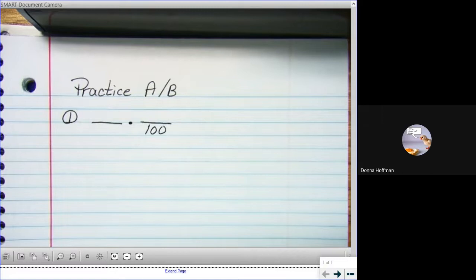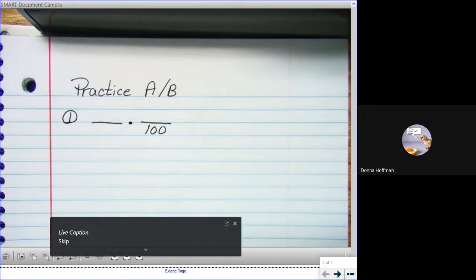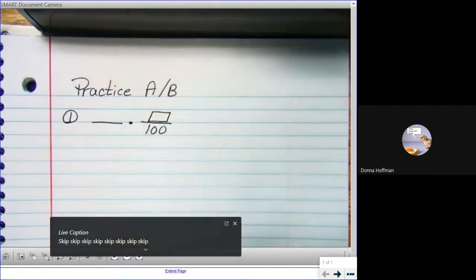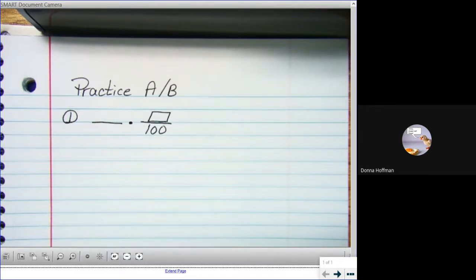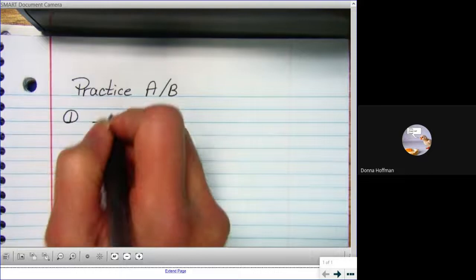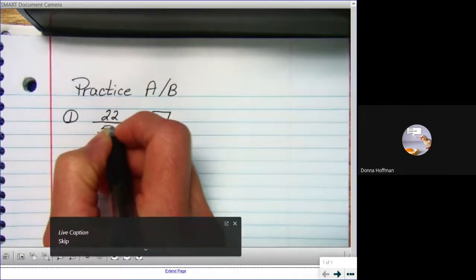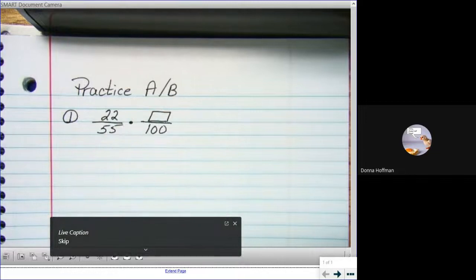So number 1 says 22 students is blank percent of 55. Where's my empty box going to go? On the percentage. So what is my part and what is my whole? 22, good. And my whole is 55. Now you're going to cross multiply.